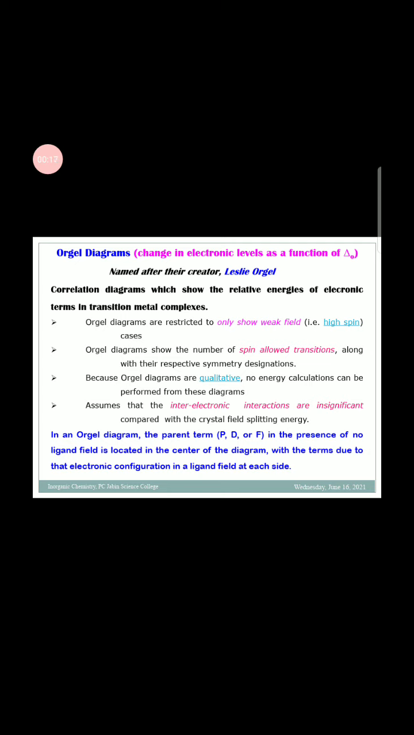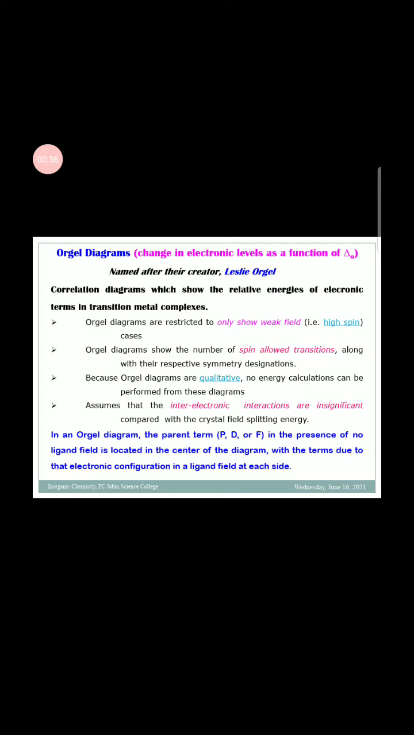The Orgel diagrams show the change in the electronic levels as a function of delta naught. The diagrams are named after the creator Leslie Orgel. They are correlation diagrams which show the relative energies of electronic terms in transition metal complexes.